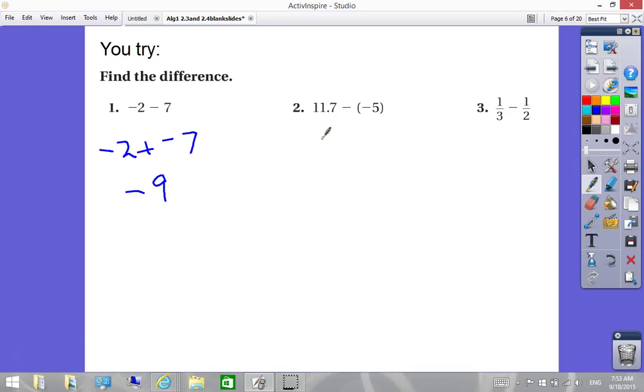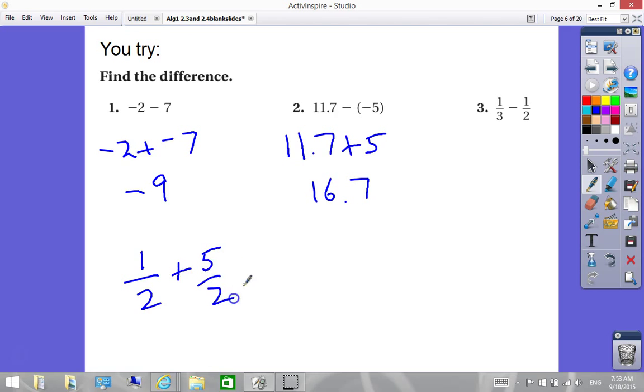How about this one? 11.7 minus a negative 5. How should we change that? 11.7 plus 5, which is 16.7. And then, first of all, how do you add fractions that have the same denominator? You just add the top, right? 6 over 2. How do you add fractions that have different denominators?